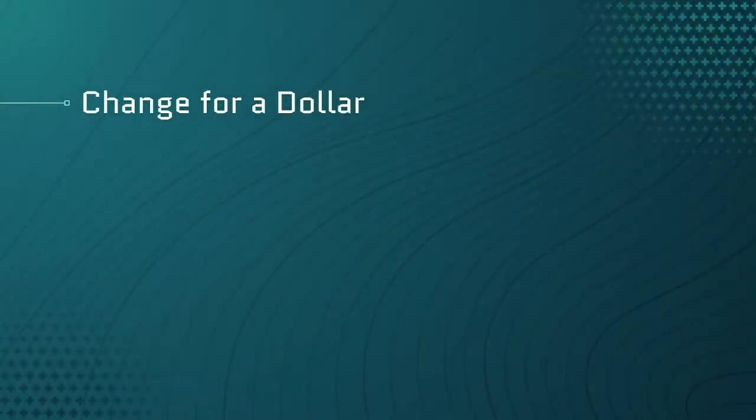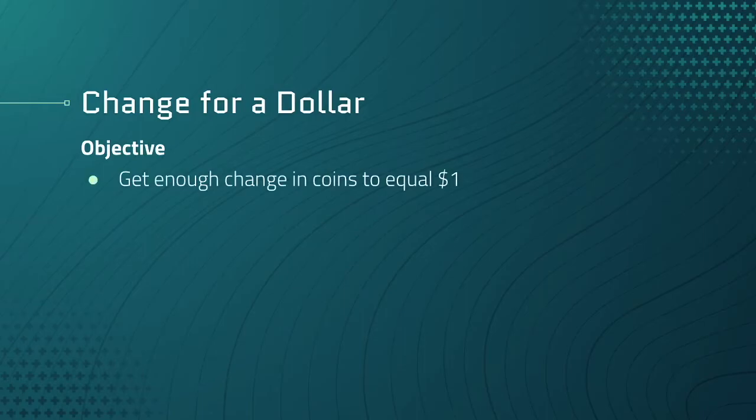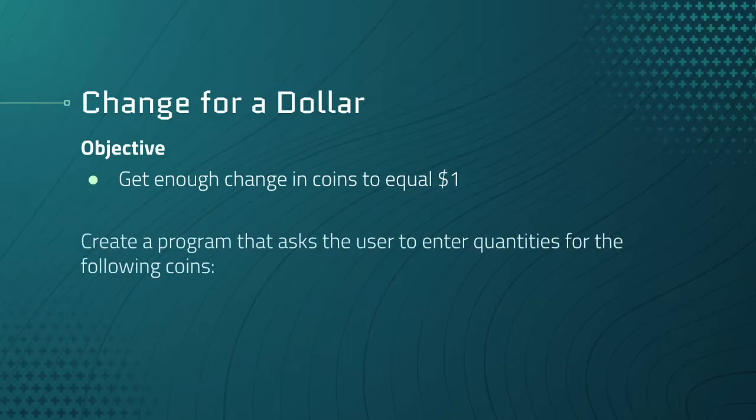So here's the game. It's called Change for $1. The objective is to get enough change in coins to equal exactly $1. So, you need to create a program that asks the user to enter quantities for the following coins: pennies, nickels, dimes, and quarters.